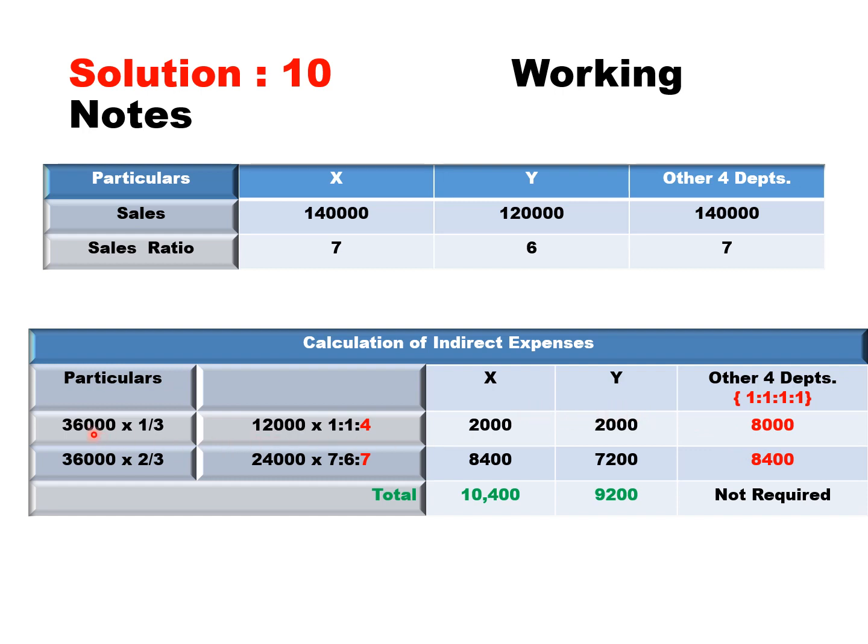So 36,000 indirect expenses, 1/3 distribute equally, 2/3 distribute in sales ratio. So 1/3 is 12,000, distribute 1:1:4. How do you get 4? 4 departments ratio. And 2/3 you get 24,000, distribute in sales ratio as above, 7:6:7. So indirect expenses of X 10,400, indirect expenses of Y 9,200. Here's the departmental trading and PL account students.